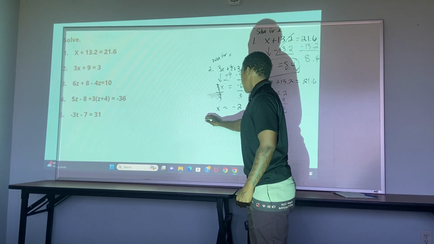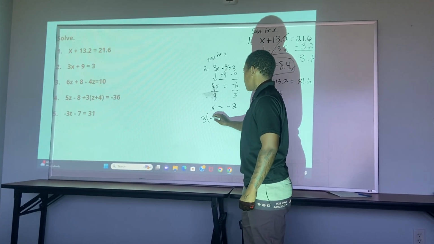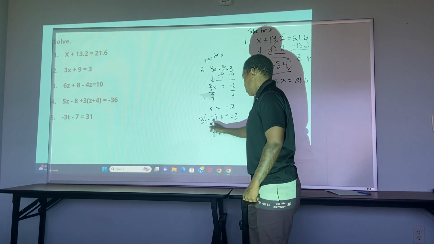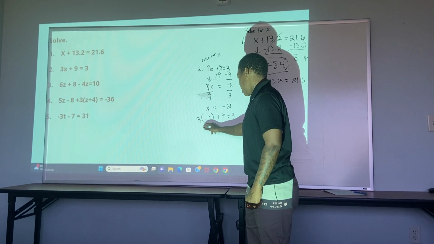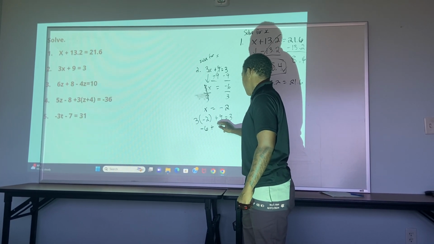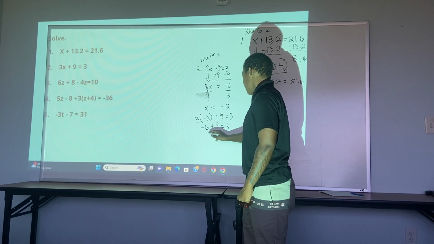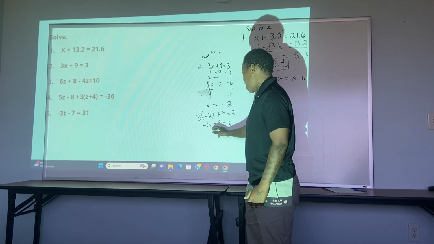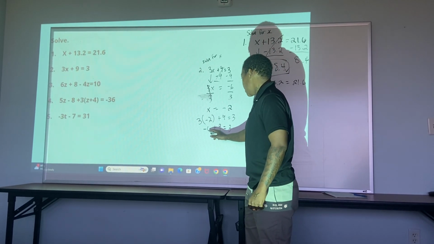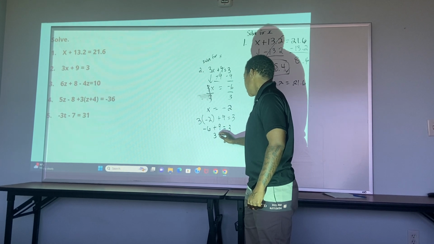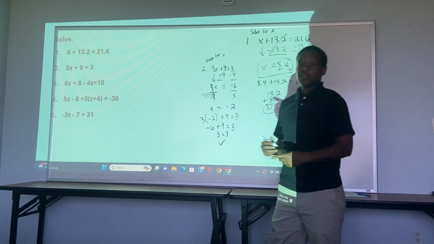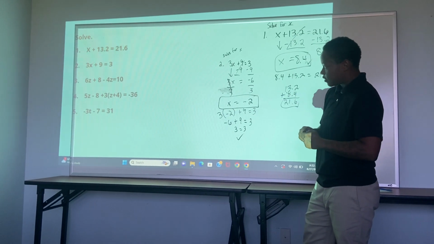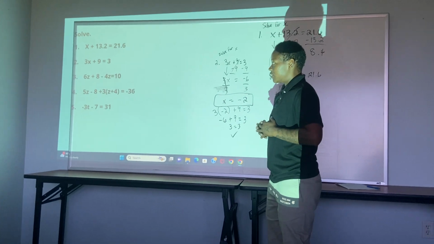And then obviously, again, we want to check our work. So we want to plug in our negative 2 everywhere we see x, and see if the equation is still true. So 3 times negative 2 is negative 6 plus a positive 9 equals 3. The negative 6 plus a positive 9 obviously acts as a subtraction problem. So 9 minus 6 would be 3, equals 3. So we checked it. Again, x equals negative 2. I would ask that you complete the last 3 of these on your own.